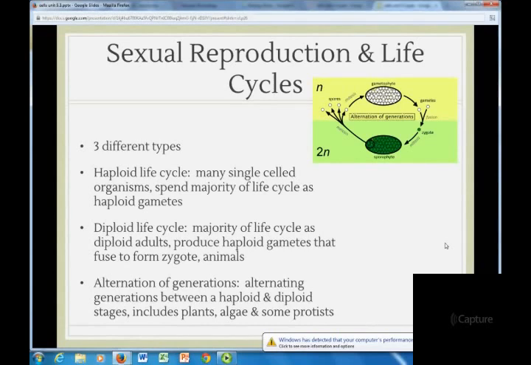Alternation of generations is another variety where you alternate between being in a haploid and a diploid stage. This is seen in plants, algae, and some protists. So you may have one form of the plant that you'll see when it's in its haploid or gametophyte state, and then you may have another form of the plant that you'll see when it's in its diploid or sporophyte phase. These two forms of the plant can actually appear significantly different in some types of plants.